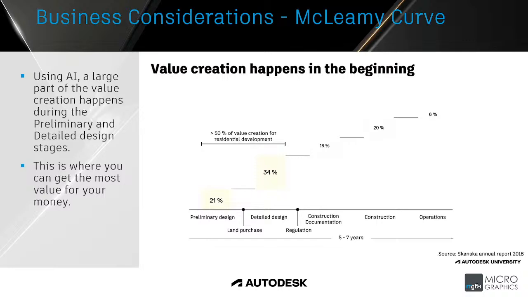All right. So with the business considerations, the McLeamy curve. This is also some interesting data that came out of some projects. The value creation that happens in the beginning. It's estimated that about 50% of the value creation on a typical building, for residential development, happens during the preliminary design and the detailed design phases. And this is also where you can get most of the value for your money, during those first phases. So that's the business case for artificial intelligence. It makes a lot of sense.